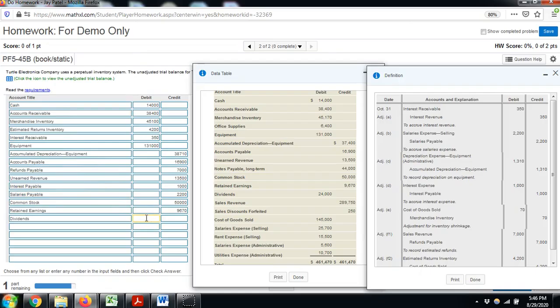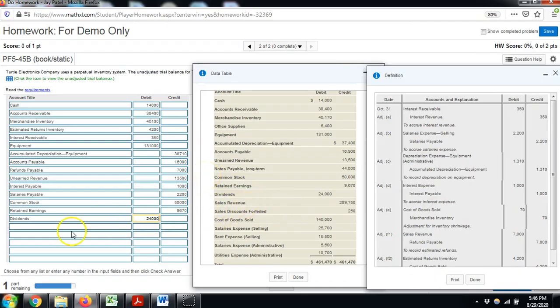Again, keep in mind the adjusting process is different than the closing process. After we've done our adjusted trial balance and made our financial statements, then the retained earnings in the post-closing trial balance will change. The dividends will go to zero. All the revenues and expenses will go to zero. But for now, the common stock and retained earnings are unaffected by any of these adjustments. So this is a precursor to us making our financial statements.